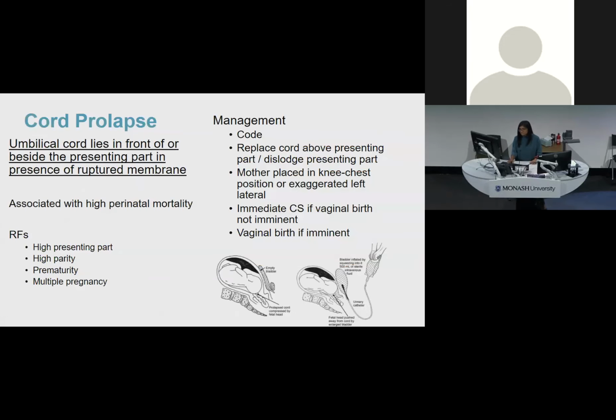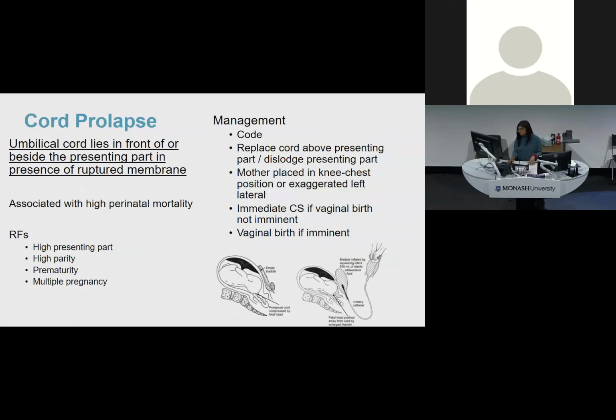Cord prolapse is the next one, which is where the umbilical cord lies in front of or beside the presenting part in the presence of a ruptured membrane. It's associated with a high perinatal mortality. There are different risk factors like high presenting part, high parity, prematurity, multiple pregnancy, and polyhydramnios, things like that.